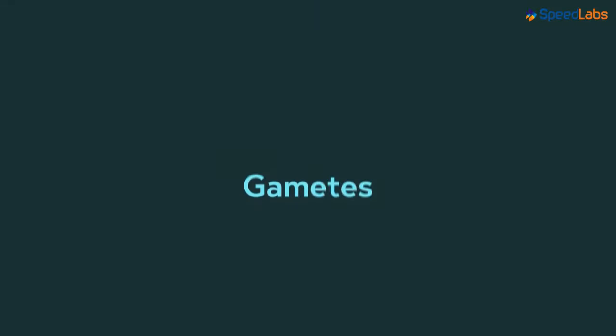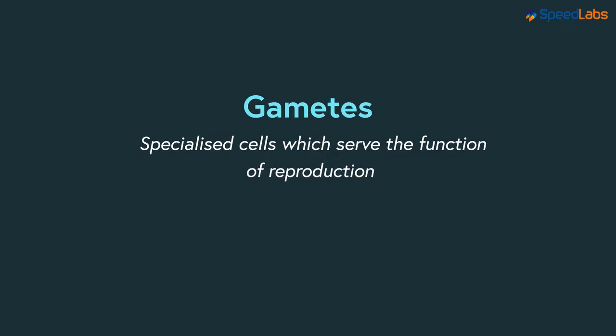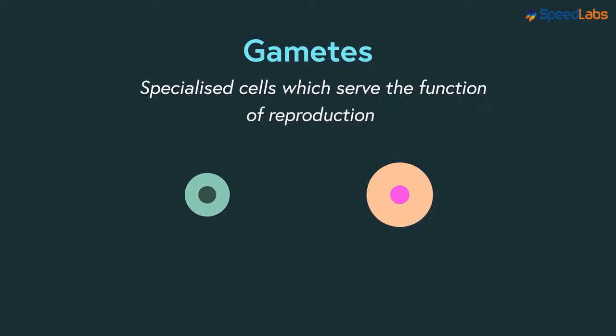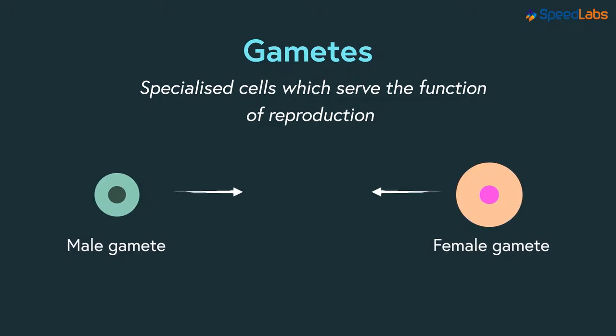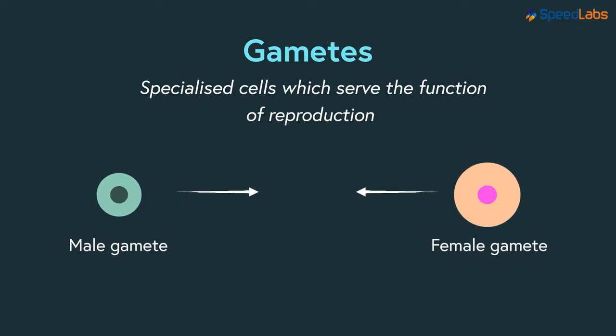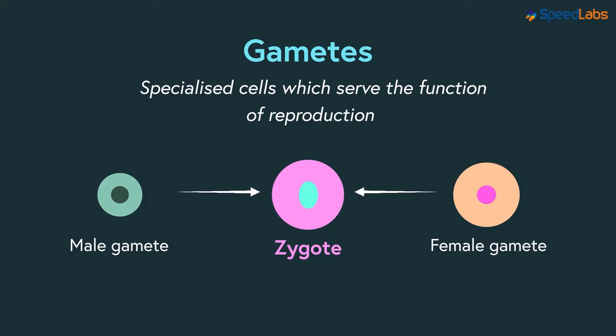Firstly, let's get to know what gametes are. Gametes are the specialized cells which serve the function of reproduction. We find these cells in organisms that carry out sexual reproduction. For now, we only need to know that gametes will be different in the males and the females. And sexual reproduction is where the gametes from both male and female individuals will unite to give a zygote.